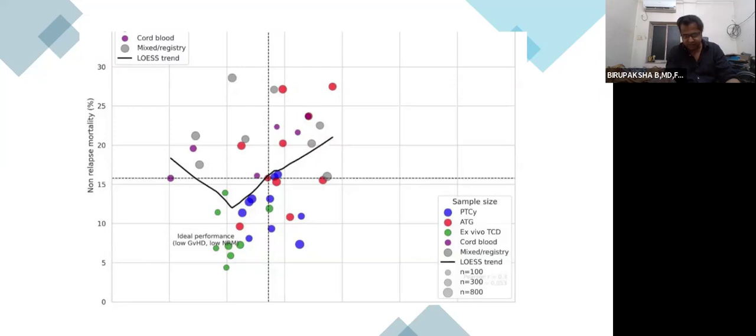Anyway, there's another problem here. You can see the size of the bubbles. This bubble is small and this looks big. Let me compare two bubbles. I've taken 15 studies on various parameters: post-transplant cyclophosphamide, anti-thymocyte globulin, ex vivo, and also the mixed registry, and plotted them in the loss curve. So you see, this also indicates heterogeneity.